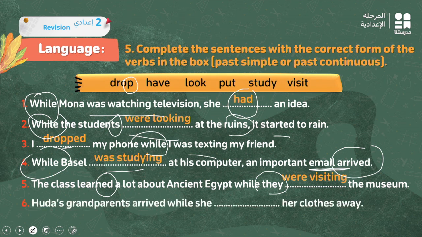And number six, her grandparents arrived while she space her clothes away. When she was putting her clothes away, meaning tidying them. So she was putting, again here, put is one with one T. But I doubled the letter T because it's preceded by the vowel U. Okay?